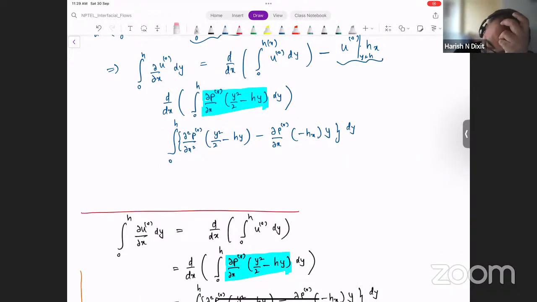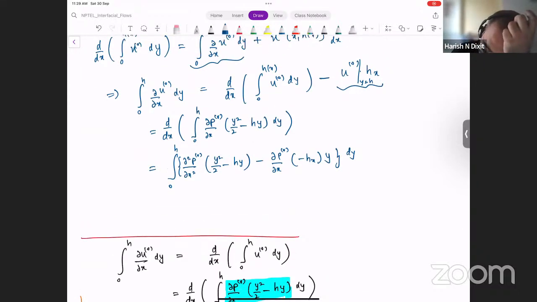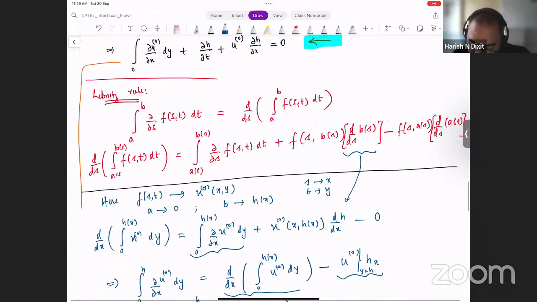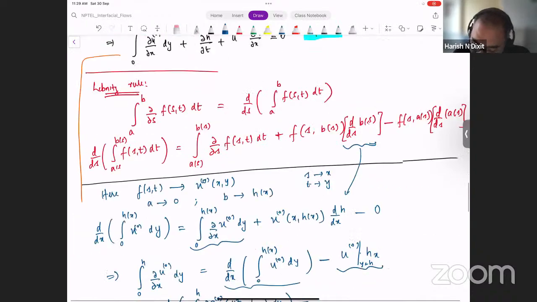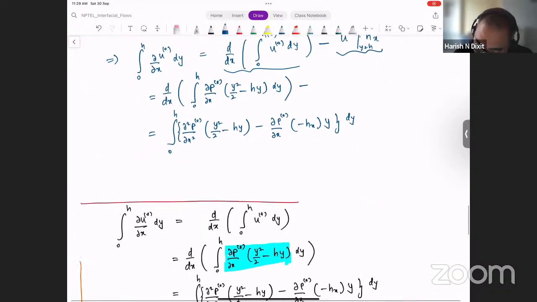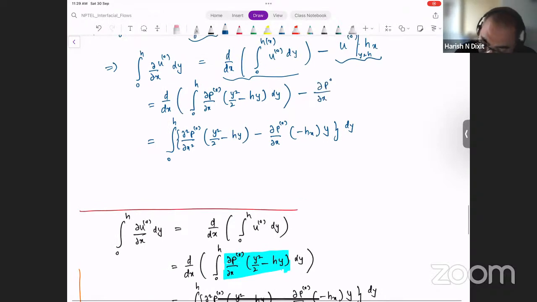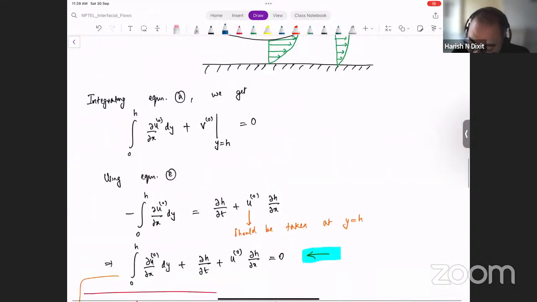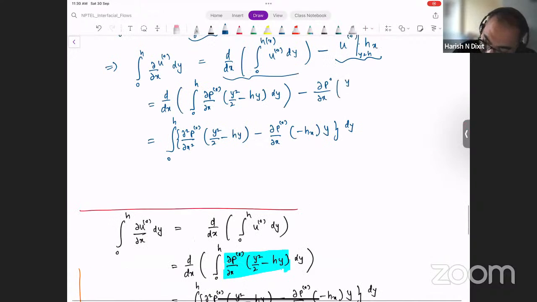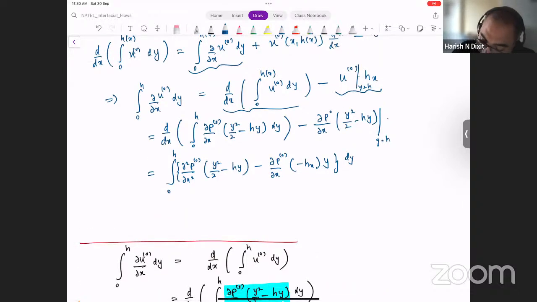Okay. And let me also erase this part here. Okay. So far, okay. So this is the first term. Right? This is just this quantity here. Minus u0 of hx. u0 is simply what for us? Del p by del x, del p0 by del x, of y square by 2 minus hy evaluated at y equals h, multiplied by hx. Okay, so I just have to add this to the previous one.